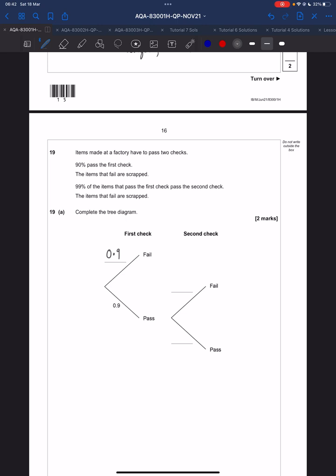Right, so first check, 90%. I'd write that as 9/10. They've got the pass there as 0.9, so that one is 0.1. Okay, so the next one, that's going to be 0.99, that pass, 0.01.